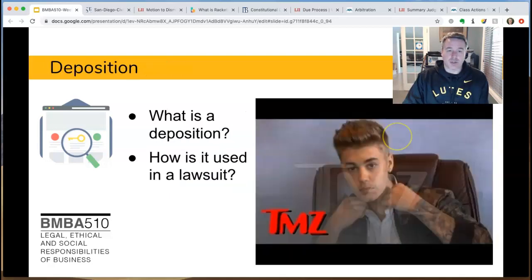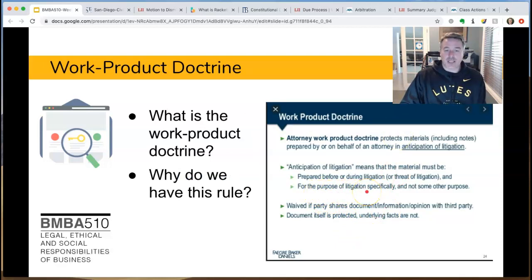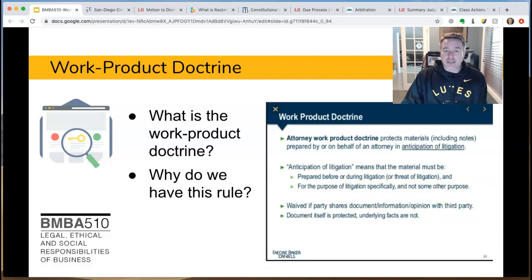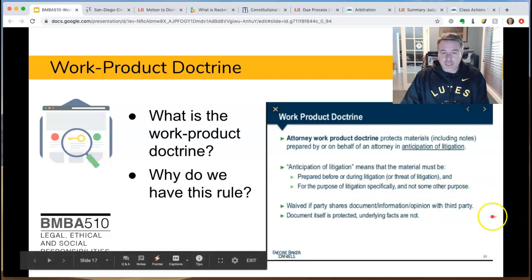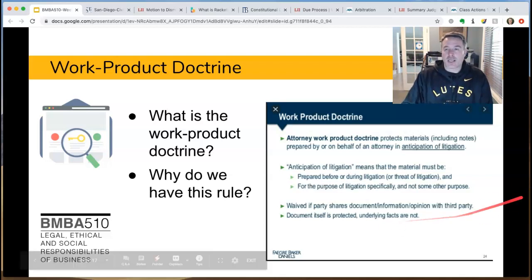Oops, there's Justin Bieber, who we're going to see in a minute. And so it can only be for that litigation. And if the document is protected, then it's the document that's protected, but not the facts. So if the plaintiff, the other side, finds out about whatever it is that's in my notes, that isn't protected, but my notes are. So they can't get to that information through the notes produced by the lawyer in anticipation of the litigation.